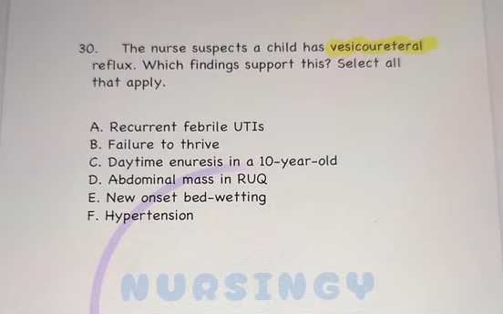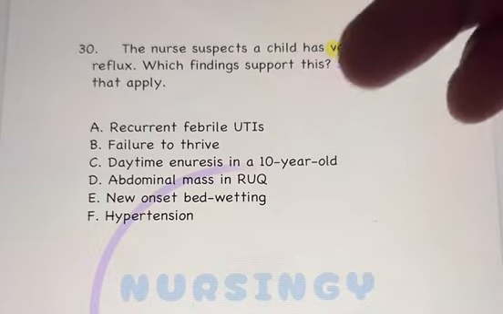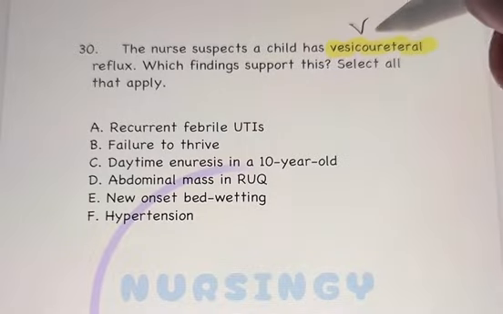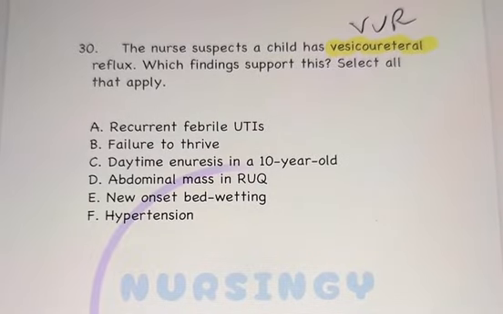Vesicoureteral reflux, VUR. So when it goes back toward the ureter, toward the kidney. So why does it happen? Vesicoureteral is a new word. This is just the condition, VUR, reflux.